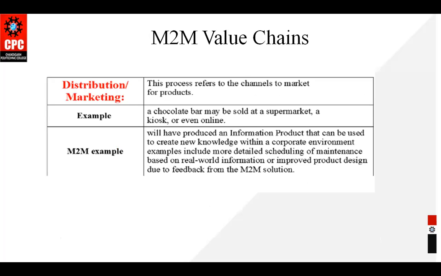Then finally, distributing and marketing. That is, this will have produced an information product that can be used to create new knowledge within a corporate environment, right? An example includes more detailed scheduling of maintenance based on real world information, or improved product design due to feedback from M2M solutions. This is how M2M value chains work.